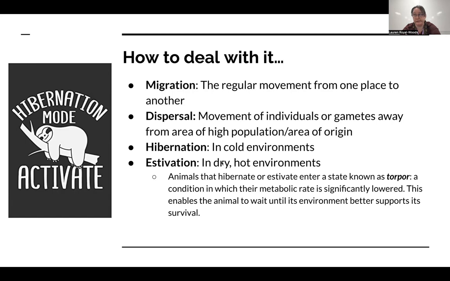Dispersal. This is movement of individuals or gametes away from an area of high population or their area of origin. Like what's happening right now with the pollen. Yay, pollen. Plants are releasing all their pollen, which is their gametes, away, so that they pollinate and hopefully settle somewhere else. This is basically how plants took over the world.